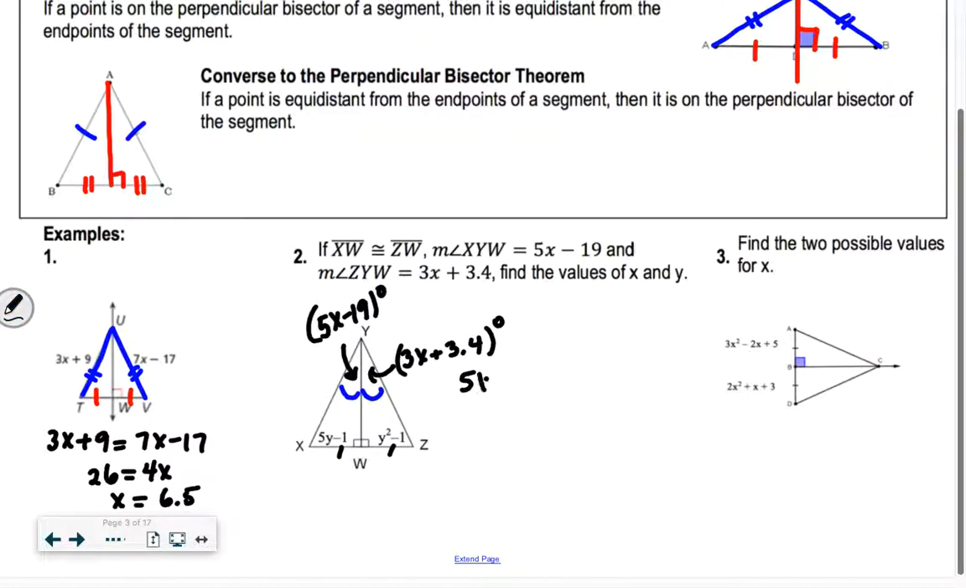So we're going to say 5x minus 19 equals 3x plus 3.4. So we start subtracting over, we get 2x. We add the 19 over, so we get 22.4. And then we divide by 2, so I think we get 11.2.